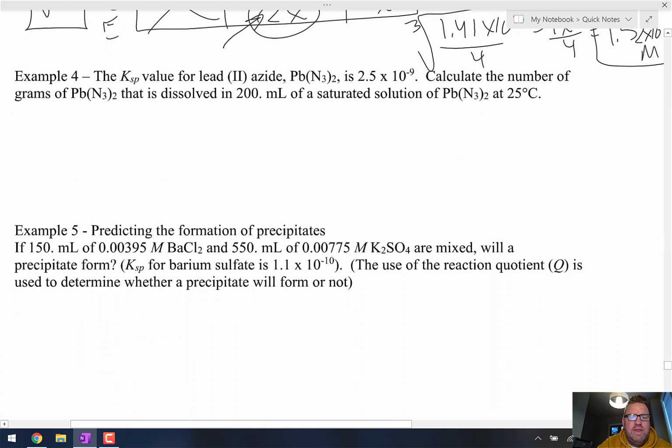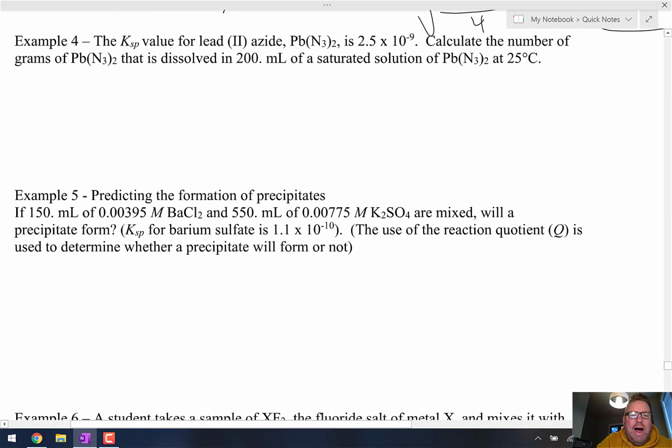Okay, example 4. The KSP value for lead azide, PbN32, is 2.5 times 10 to the negative ninth. Calculate the number of grams that's dissolved in 200 milliliters of a saturated solution of PbN32. So again, they give us the KSP value. So this is another one where we just have to think, what can I do with that information?